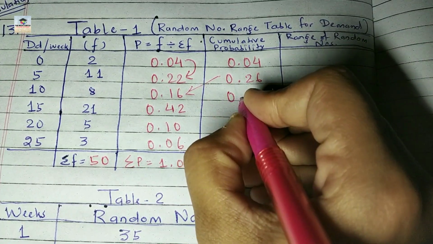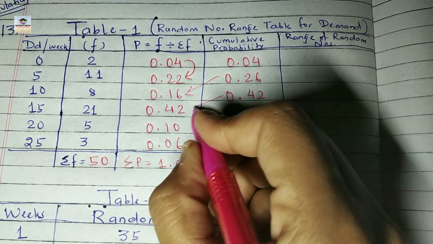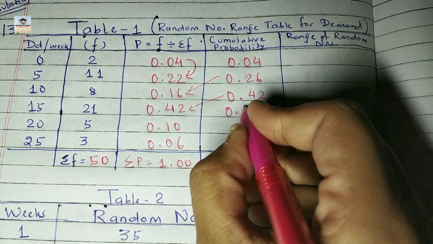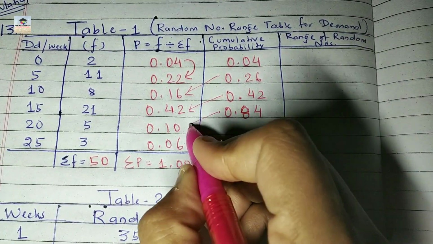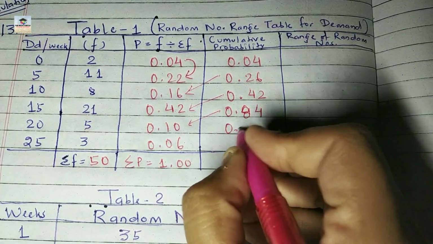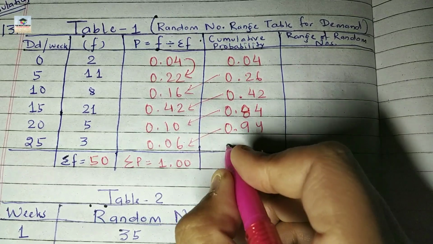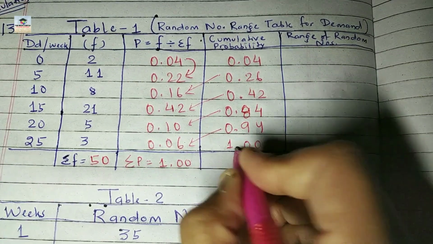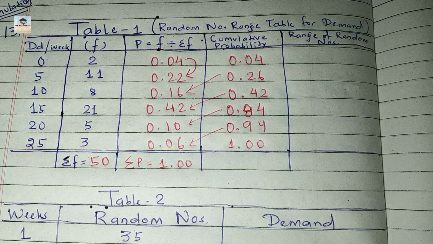It will be your 0.42. Then again you have to add 0.42 with 0.42, 0.84. Then 0.84 plus 0.10, it will be 0.94. And lastly, when you add this with this, it will be 1. Right? Now you have to calculate the range of random numbers.